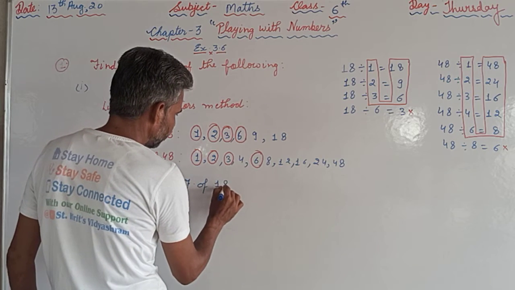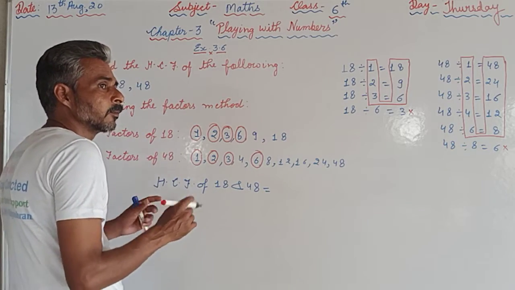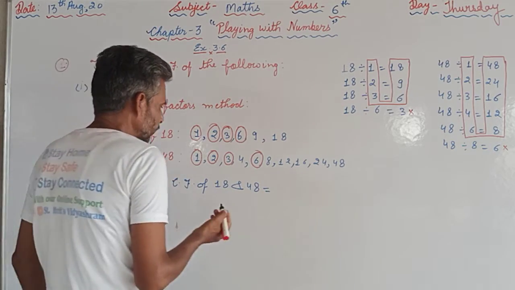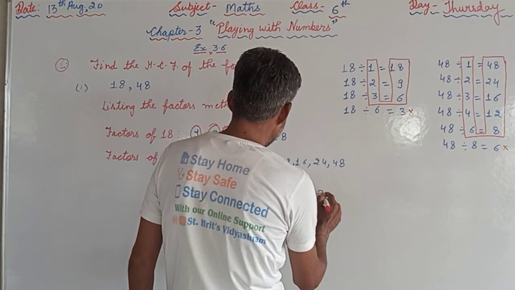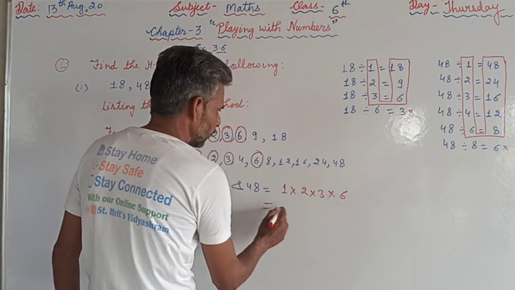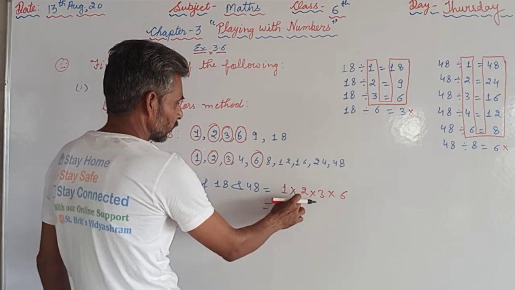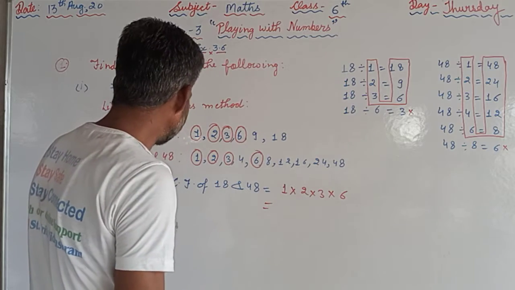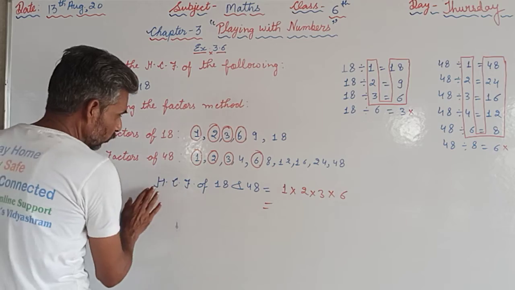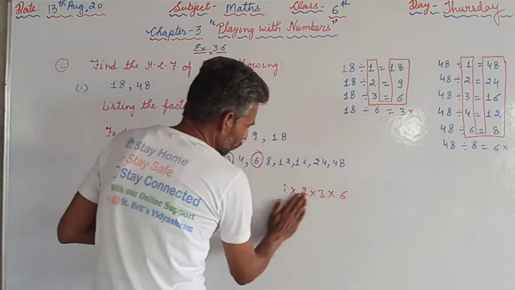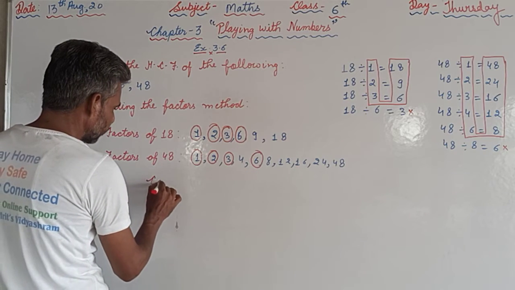of 18 and 48 will be the product of the common factors, that is 1 into 2 into 3 into 6, that is 6 threes are 18, 18 twos are 36, but that is not the case. We cannot find it like this. How to find it? First of all we are supposed to find the common factors. We will list the common factors.